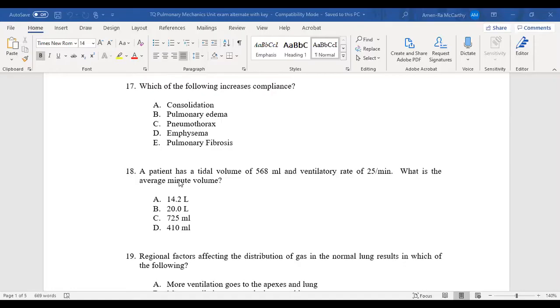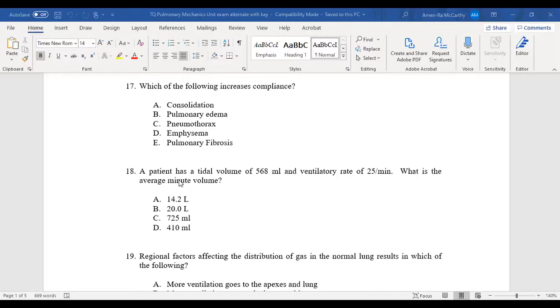When we talk about an increase in compliance, guys, we're talking about COPD. If you have COPD, you're going to have an increase in compliance and a higher FRC. So which one of those diseases is from COPD? It would be D, emphysema.